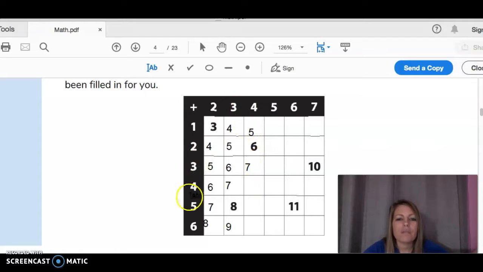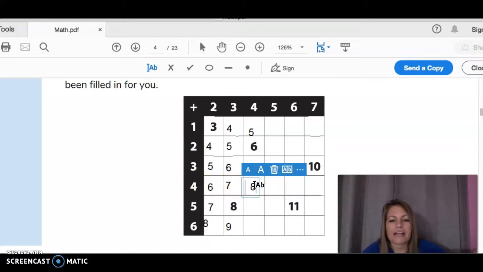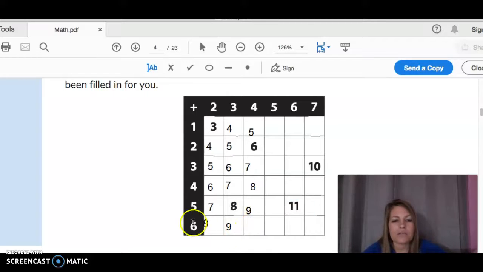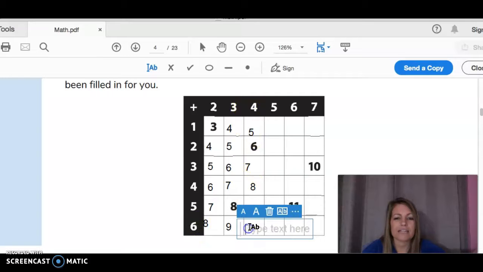Okay, I've got 4 plus 4 over here, and I know that that's 8. I have 4 plus 5. Okay, when I add 5, 6, 7, 8, 9. 5 plus 4 is 9. And the last one we'll do together, 6 plus 4 is 10.